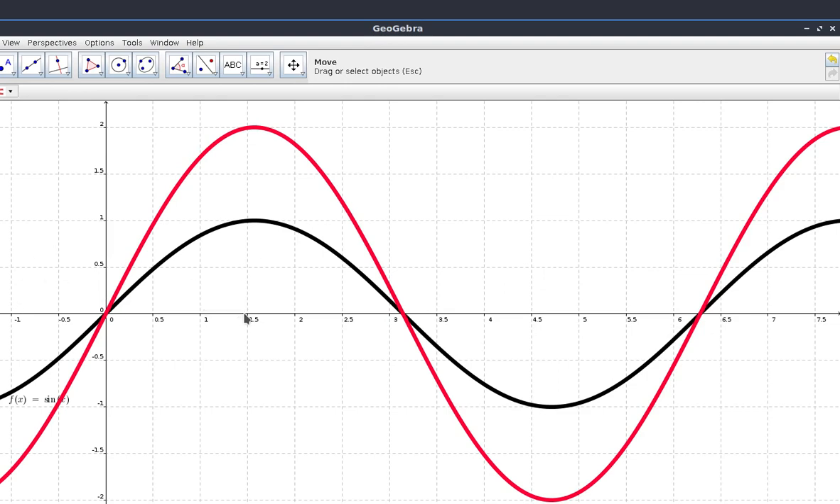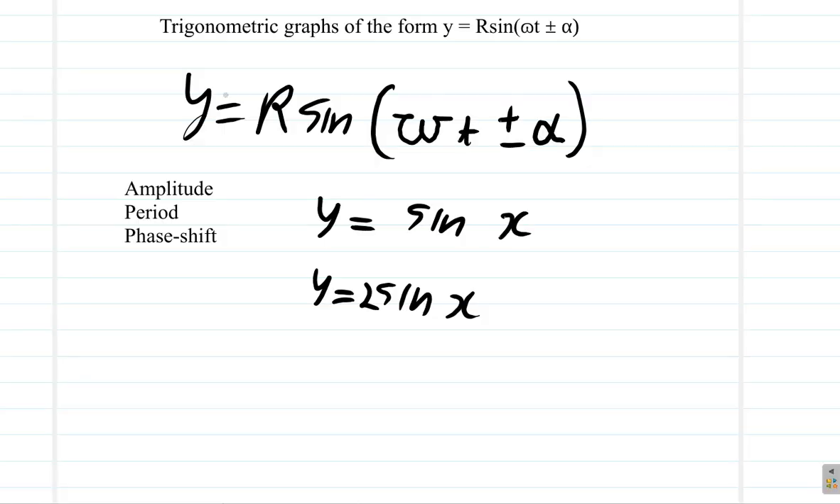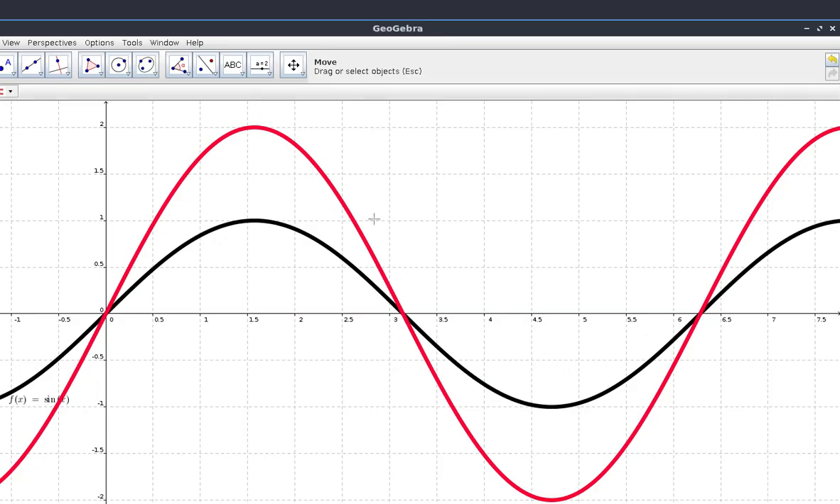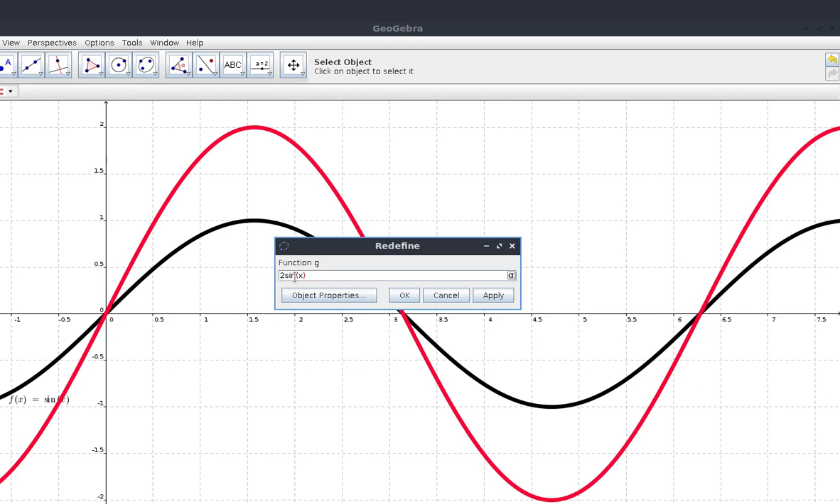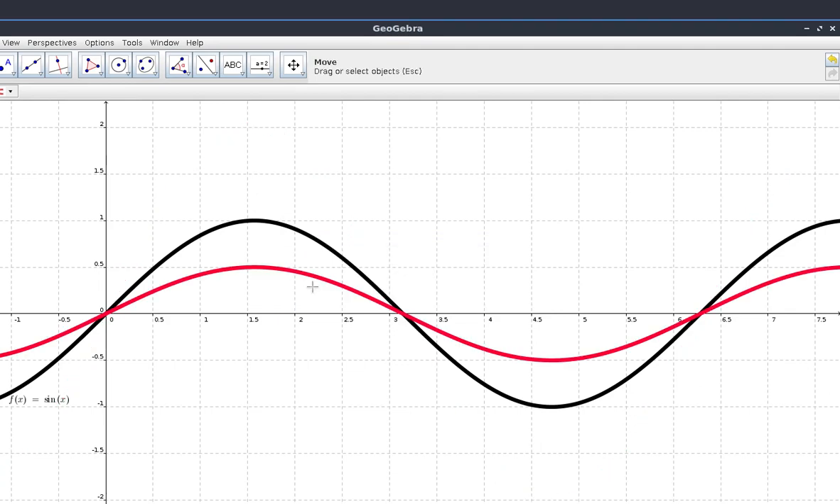Notice, the black graph, the original graph, what I call sine x, goes up to 1. But the new graph, 2 sine x, goes up to 2 from 0, and from 0, it goes down to negative 2. Alright, you see that? What about changing it so that we have half sine x? So let us say 0.5 sine x. You see that? The height is halved.